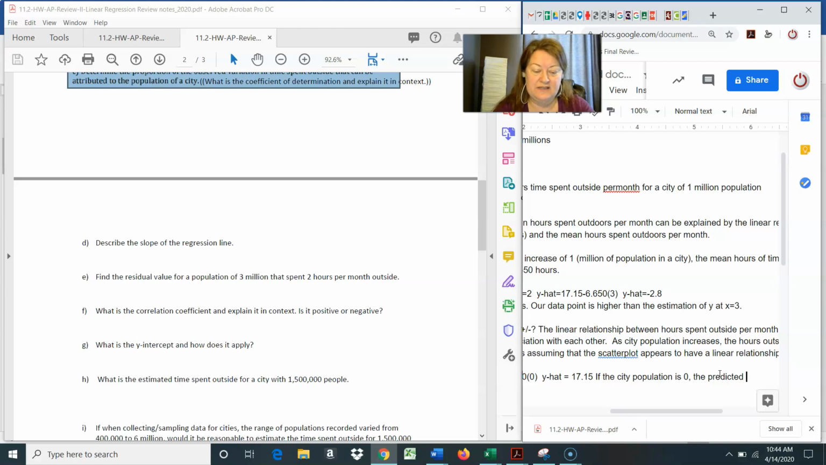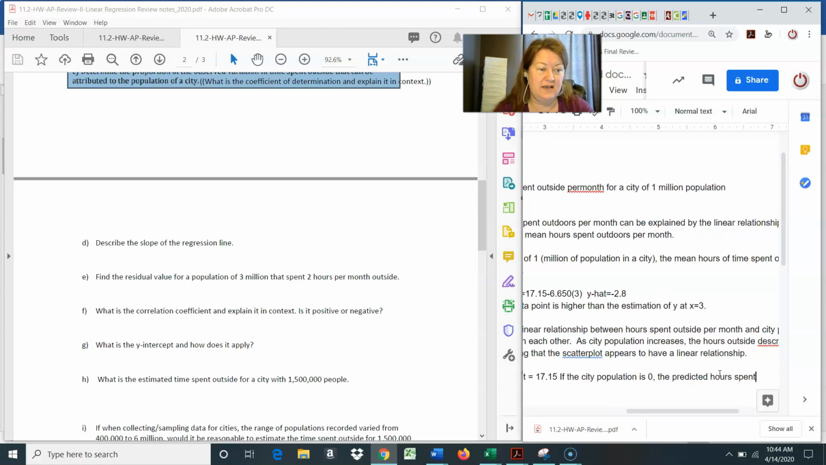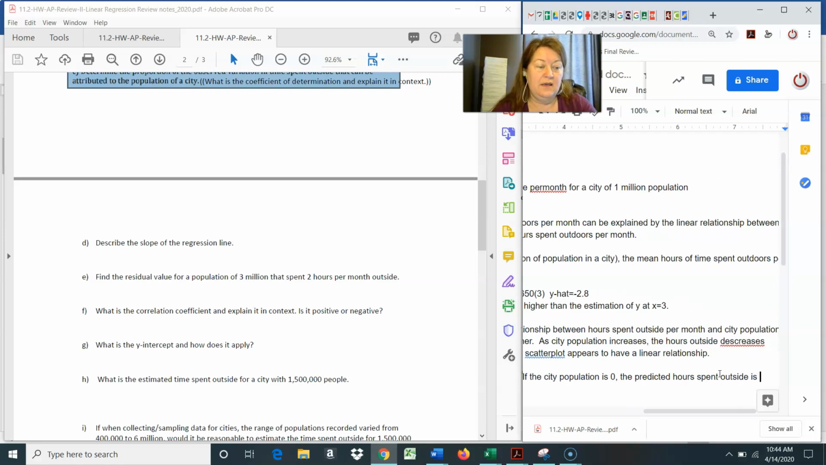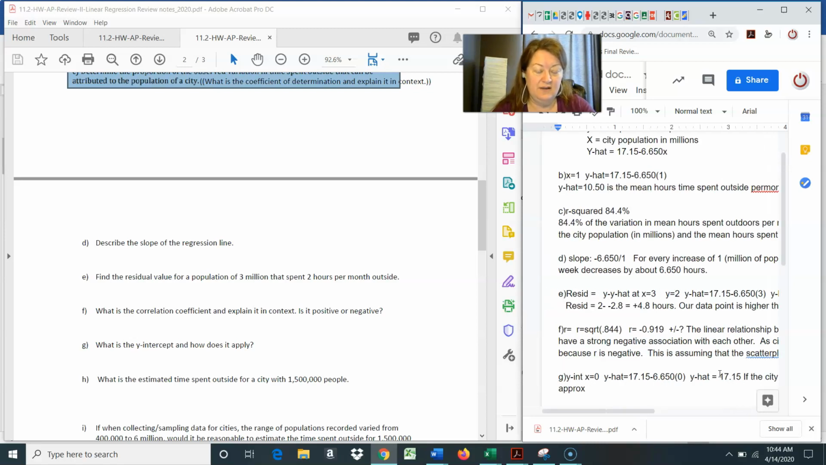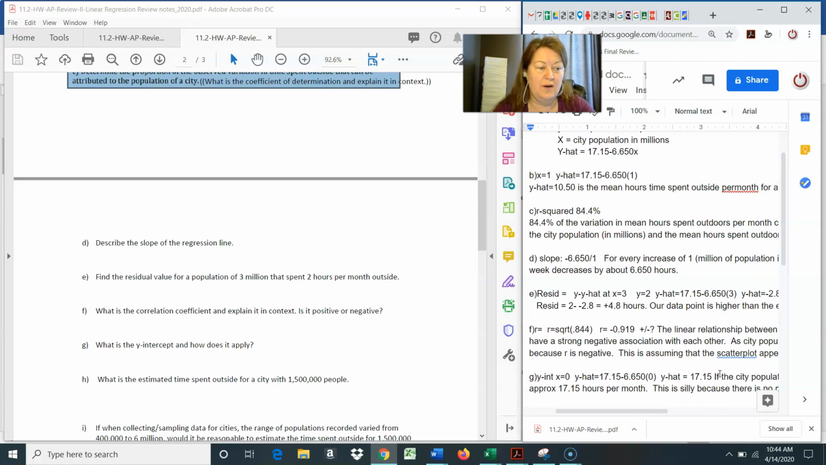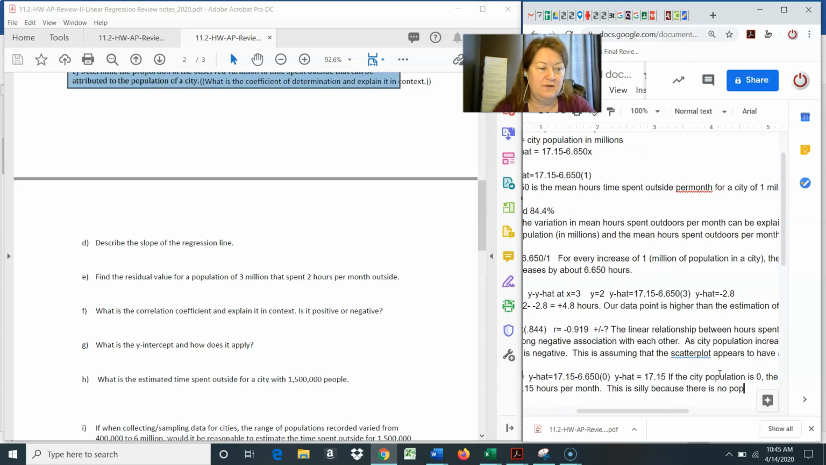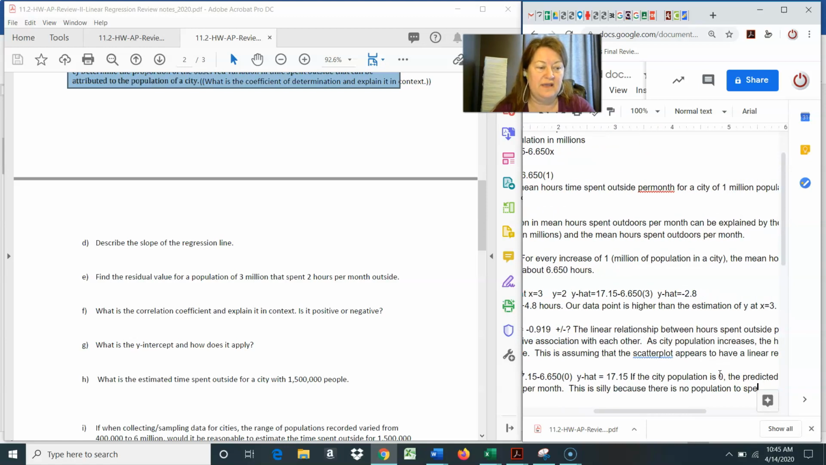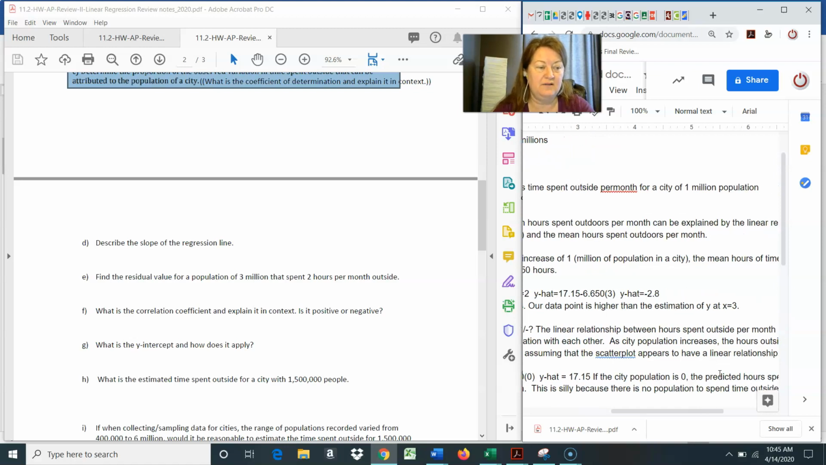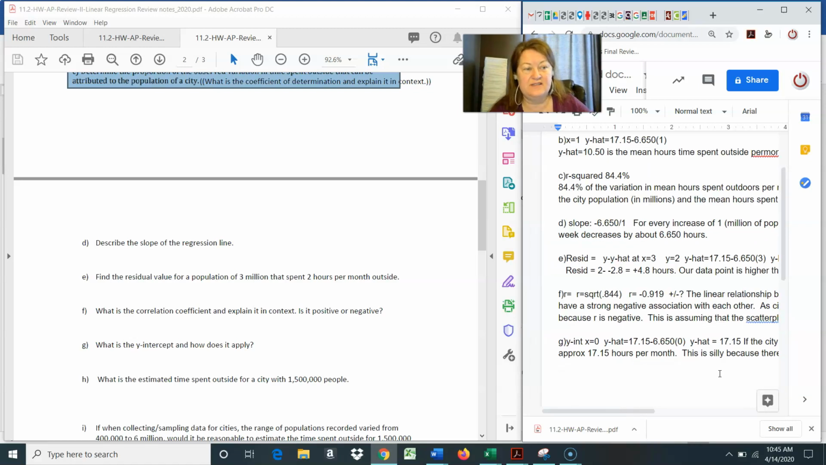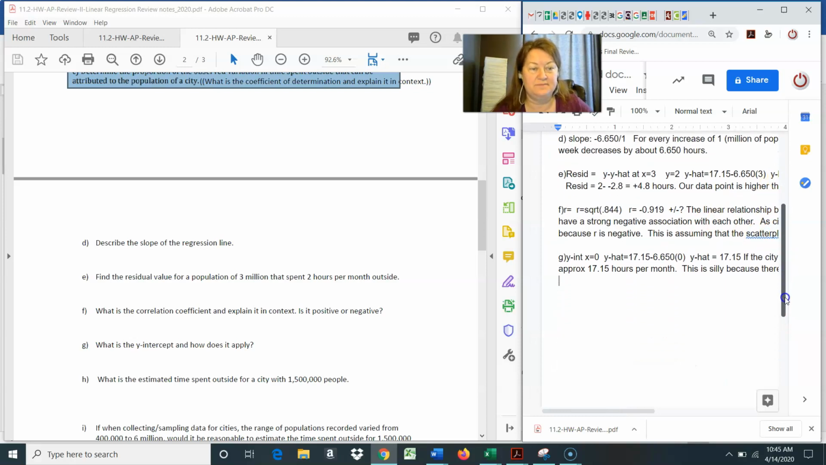Okay, so I would say if the city population is 0, the predicted, estimated, anything like that, the predicted hours spent outside is approximately 17.15 hours per month. This is silly because there is no population to spend time outside. Okay, so we kind of just say that it seems a little bit silly to even ask this question.